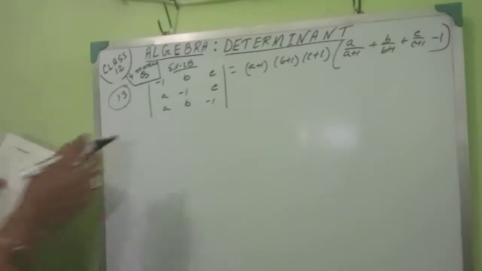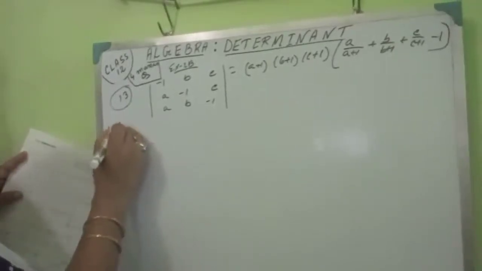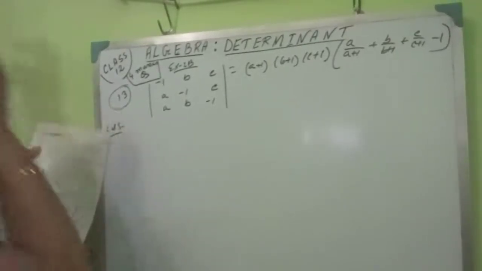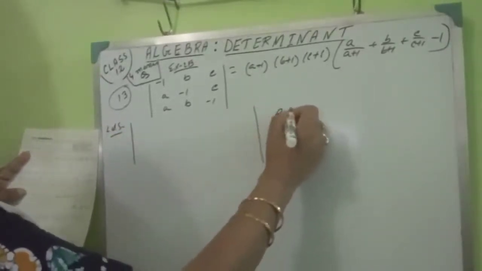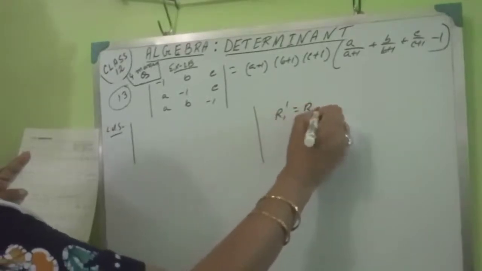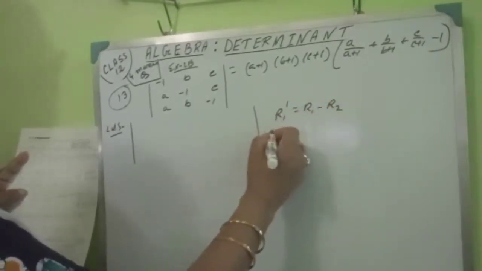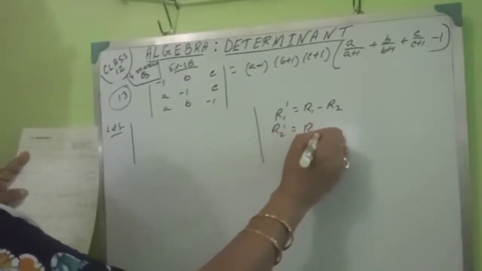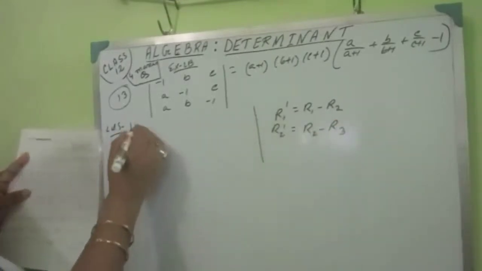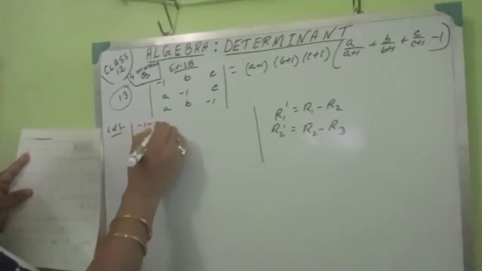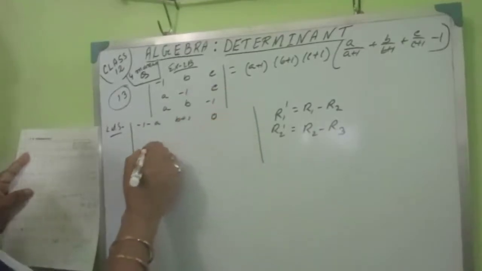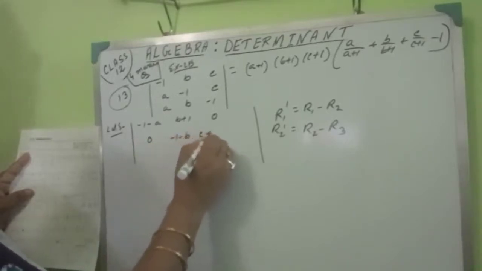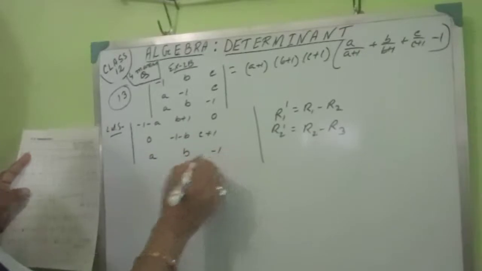Okay. Now left hand side, we will start with the left hand side, LHS. Our target is R1 dash equals R1 minus R2, that is the new first row, and the new second row R2 dash equals R2 minus R3. Okay, then what we will get? Minus 1 minus a, b minus b plus 1, and c minus c equal to 0. Again we have to get a minus a 0, minus 1 minus b, c plus 1. It is a, b minus 1.